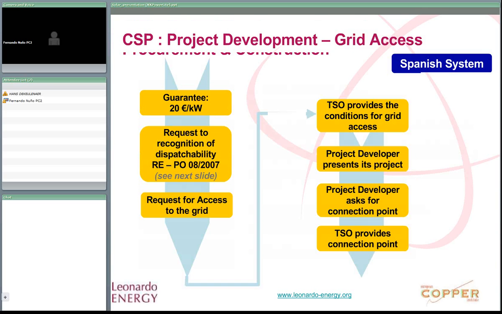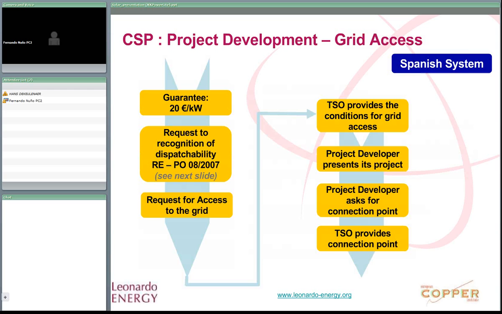Grid access is a big issue too. We provide an example here for a Spanish system. First of all, a warranty of 20 euros per kilowatt is needed. There is a concept of dispatchability, which will be developed afterwards, so a request for recognition of this dispatchability is needed. There is a request for access to the grid. The TSO provides the conditions for grid access. Then the project developer presents its project and asks for a connection point, and finally the TSO provides the connection point.